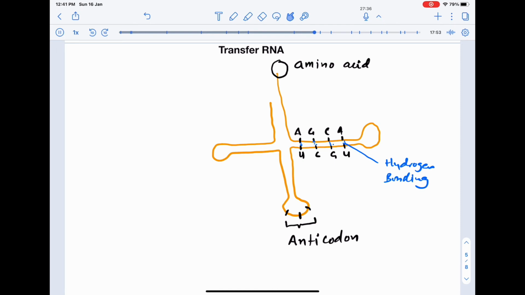As there are 20 different types of amino acids, there are at least 20 different types of transfer RNAs involved in protein synthesis. You do not need to know the 20 different types of these transfer RNAs. Each transfer RNA has the same structure, only these transfer RNAs differ at the anticodon and the amino acid present here.